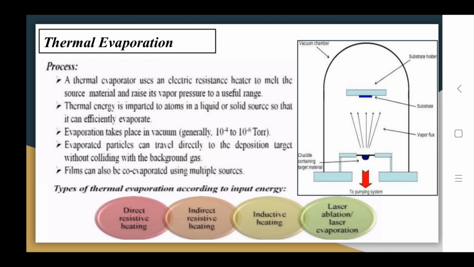Now the thermal energy is imparted to atoms in a liquid or solid source, so that it can efficiently vaporize. So vaporization takes place in vacuum. Generally we are using a high vacuum, because otherwise, if we do not use the vacuum, or maybe a certain kind of inert gas, the vaporized material can react with the environmental oxygen or moisture, and it can form a new material, or maybe some unuseful material. So evaporated particles can travel directly to the deposition target without colliding with the background gas.